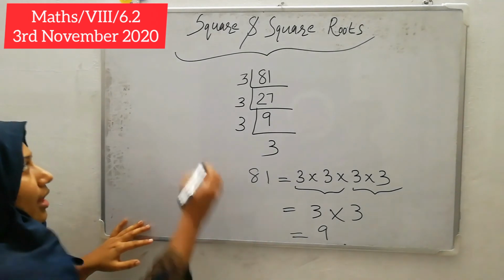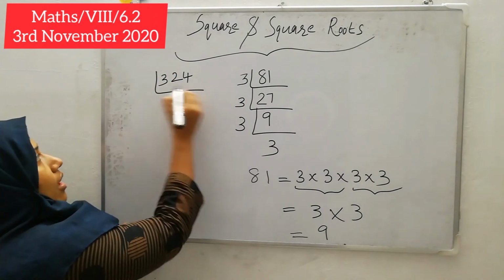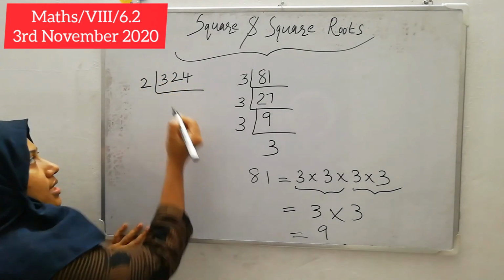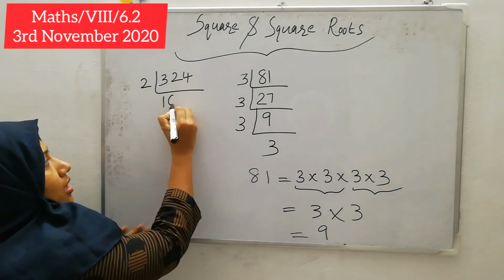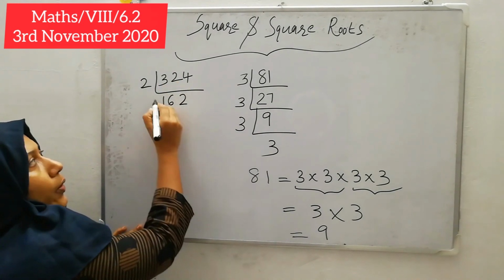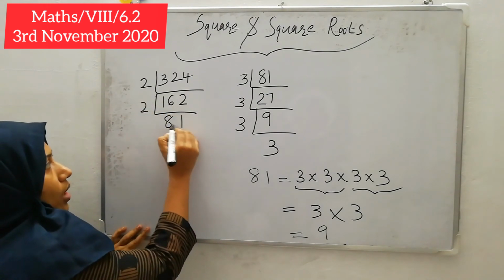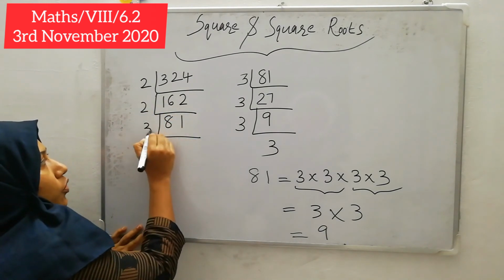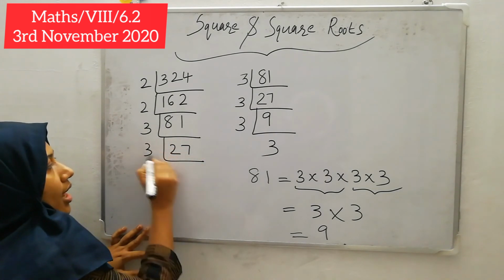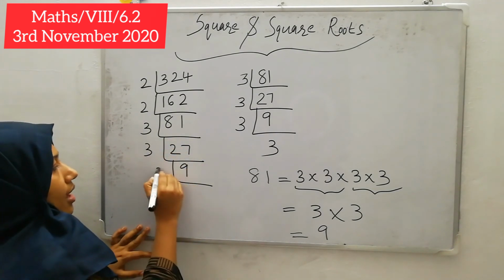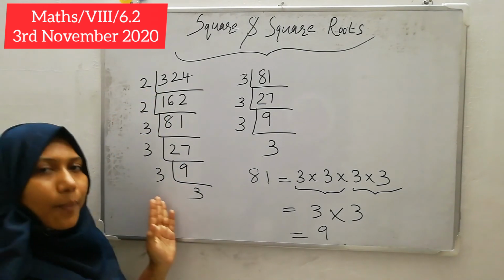Another example, 324. It's an even number. We can start with 2. 2 into 162. Again 2, we get 81. Then 3, we get 27. 3, we get 9. And here the prime factorization is completed.